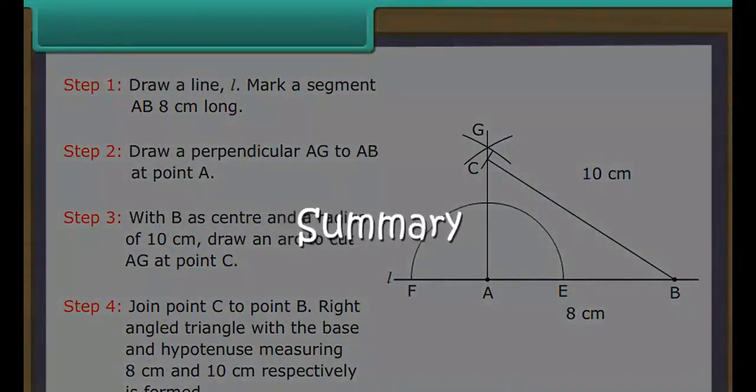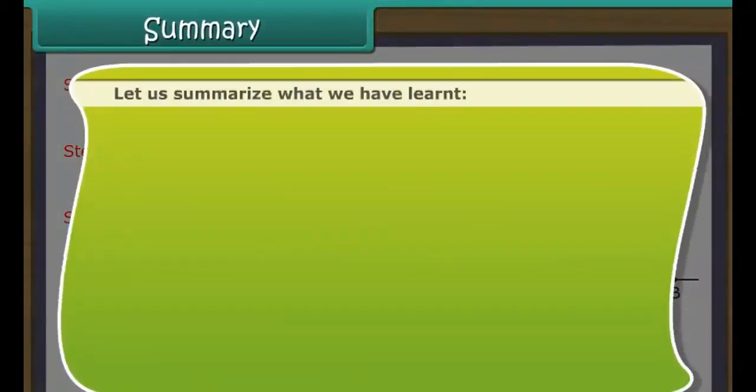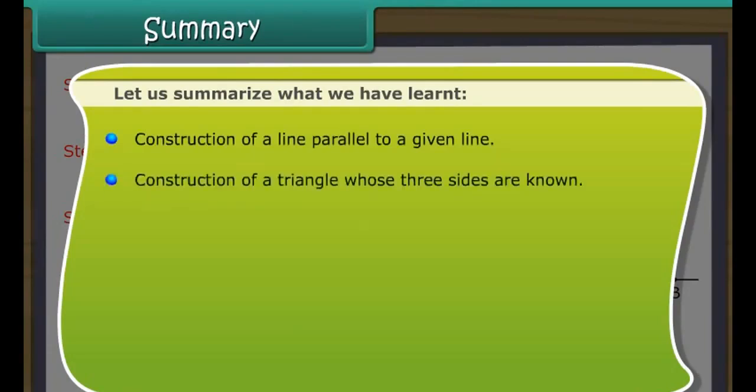Summary. Let us summarize what we have learned. Construction of a line parallel to a given line. Construction of a triangle whose 3 sides are known.